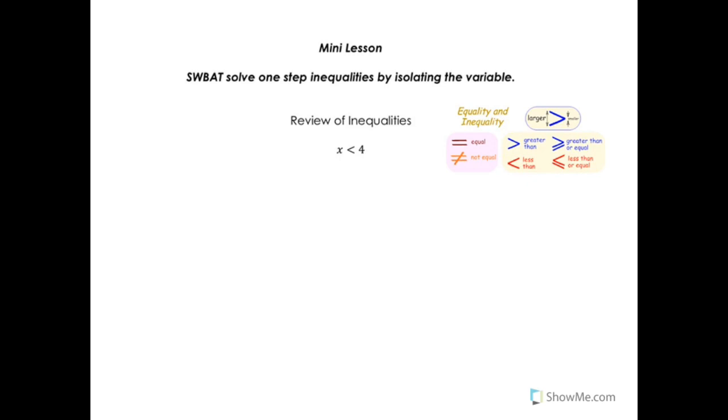It always helps to label our inequalities. So if I label my inequalities, I see that the pointed side is on the side of the x, so this is the smaller side here. And I see that the wider side, or the side that opens up, is on the side of the 4, so this side here is bigger. So the way we read this is x is less than 4, because x is on the smaller side, so x has to be smaller or less than what's on the other side, which is a 4. So again, the way we read it is x is less than 4.